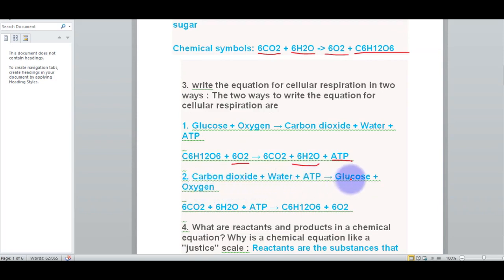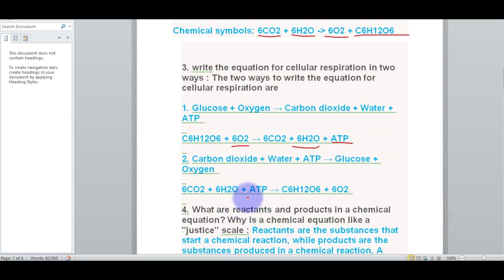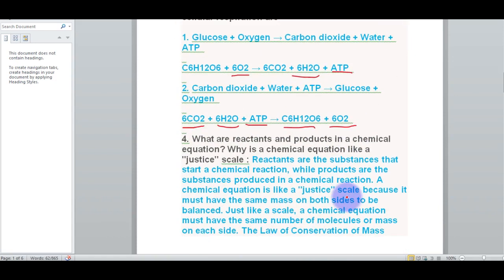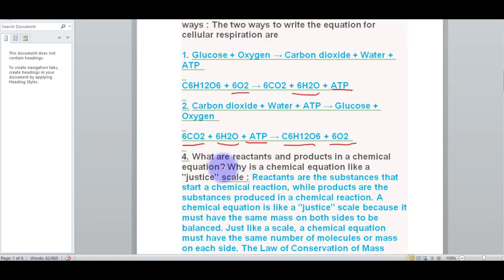In the same way in words, it is glucose plus oxygen giving carbon dioxide plus water plus ATP. To write it in the balanced form, 6 molecules of carbon dioxide react with 6 molecules of water plus ATP to give us carbohydrate with 6 molecules of oxygen being produced.